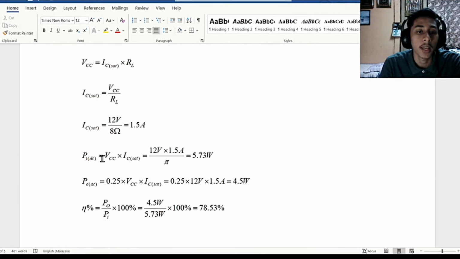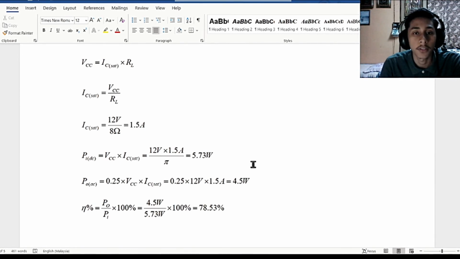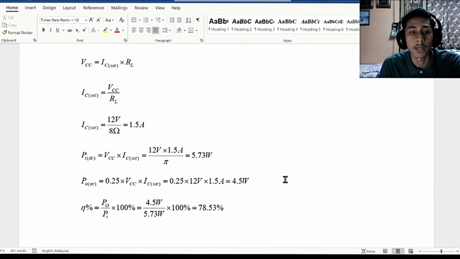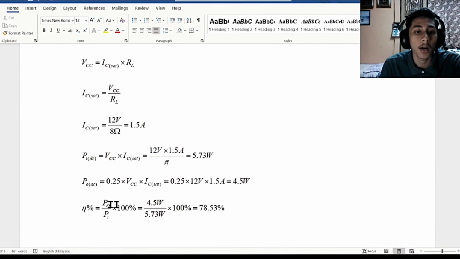To get the power in, we use the formula VCC times IC divided by pi, and then we get 5.73 watt for the power in. For the power out, we use the formula 0.25 times VCC times IC, and then we get 4.5 watt. For the power efficiency, we just divide power out by power in and multiply by 100%, so we get 78.53%.